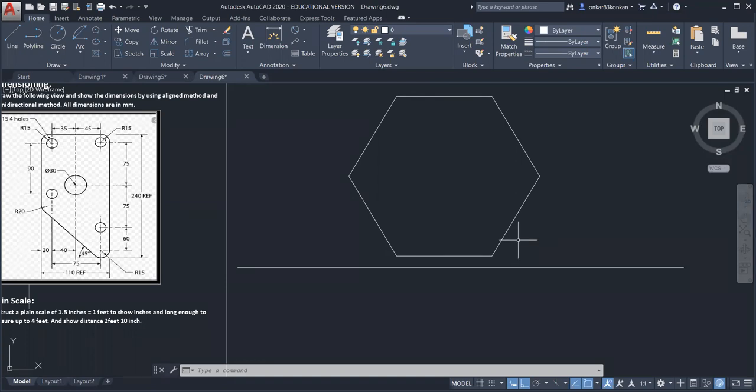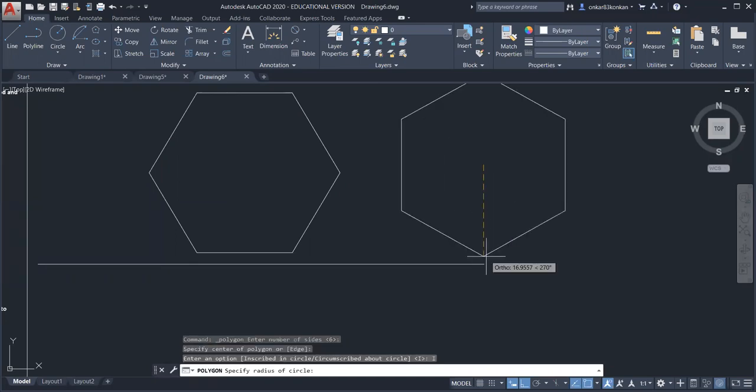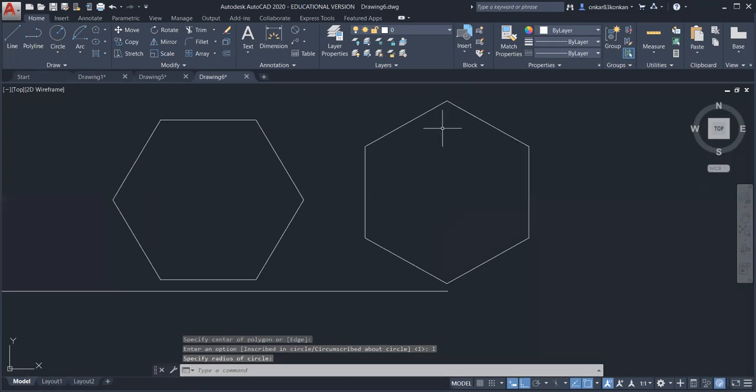So what is the condition given? When you draw the hexagon, two of its sides must be perpendicular. That means we should draw the hexagon like this. Okay, so this is the correct condition. So make this change in your drawing.